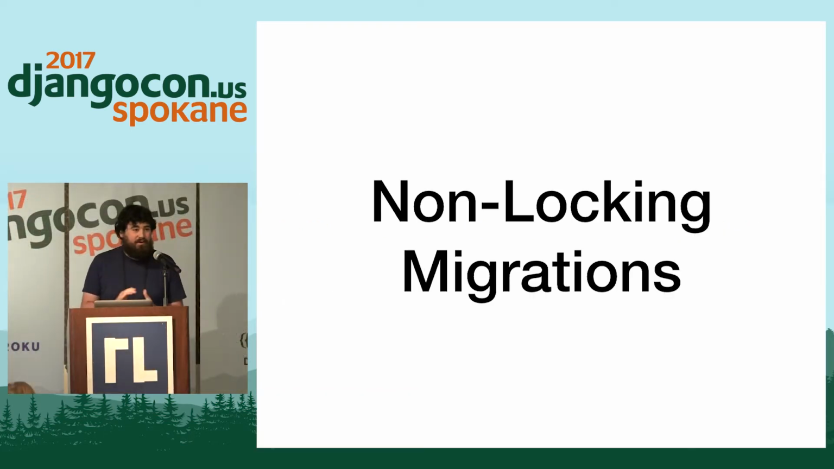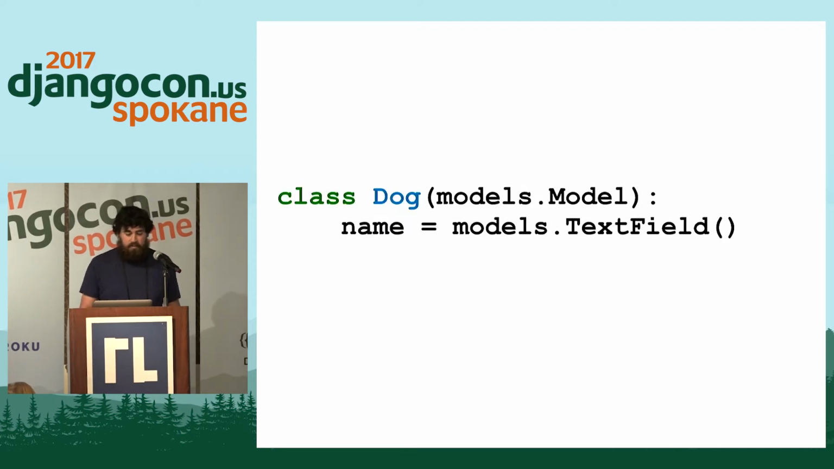All right. Hi, my name is Johan Heller. I work for Rover.com, and I'm here to talk about non-locking migrations in Django. So everybody likes dogs, and I like Django, so let's mix the two things together. So we've got a dog model, and it just has a name field.